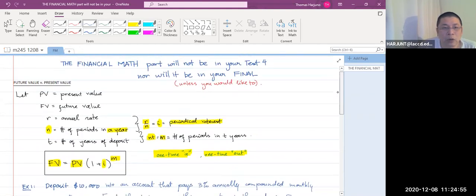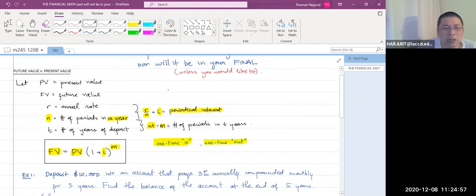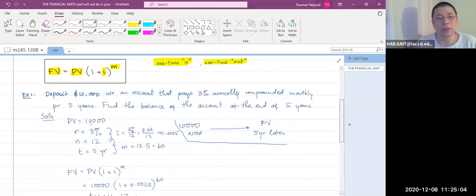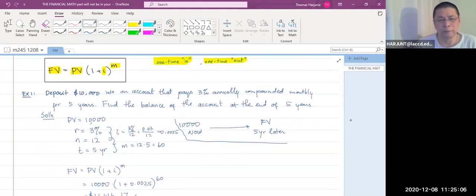Okay. Now, I think what I present you here is not really interesting, because the interest rate is too small, 3%. The reality is the interest rate right now is even lower than 3%. It's around 1% something. Such that you don't really feel the difference between $10,000 that you deposit right now and the future value 5 years later.